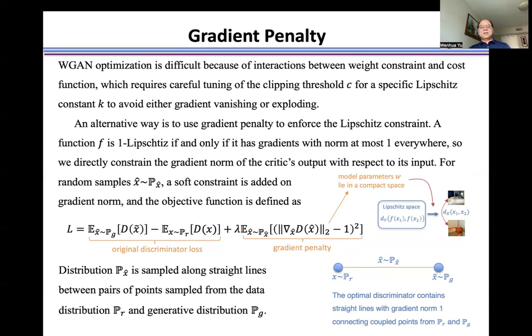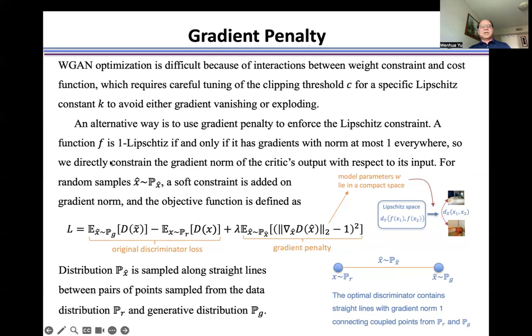An alternative way is to use a gradient penalty to enforce the Lipschitz constraint. A function f is one-Lipschitz if and only if it has gradients with a norm at most 1 everywhere. So we directly constrain the gradient norm of the critic output with respect to its input.